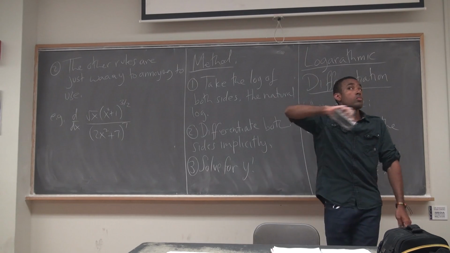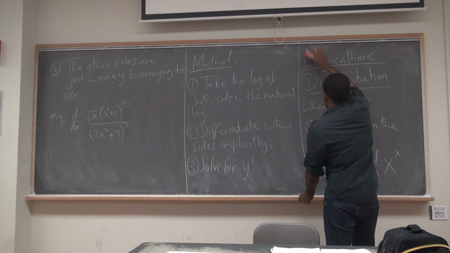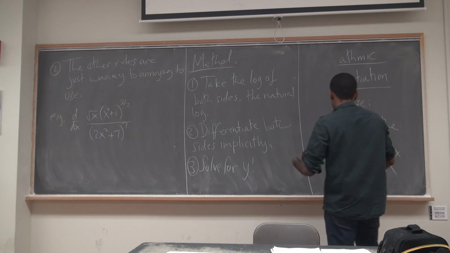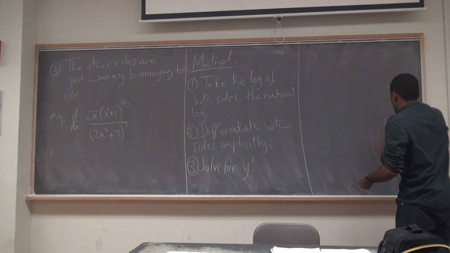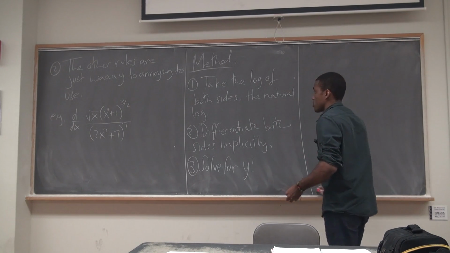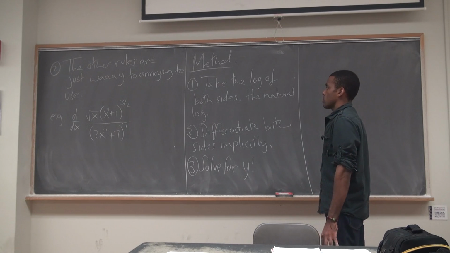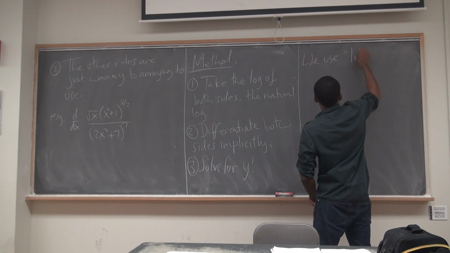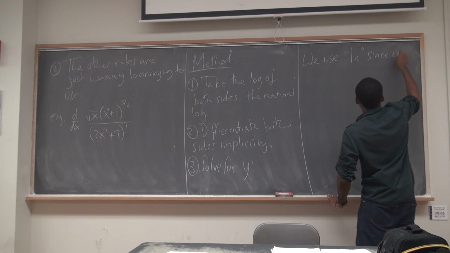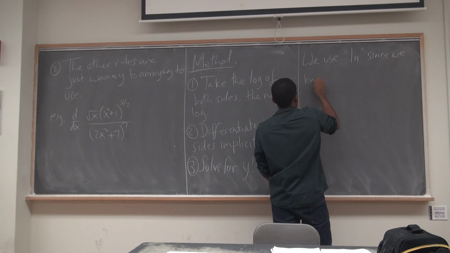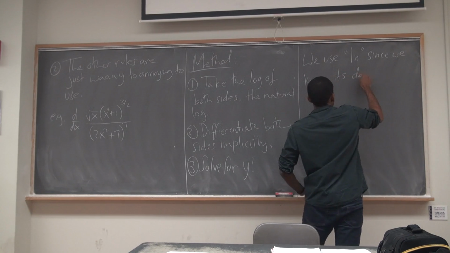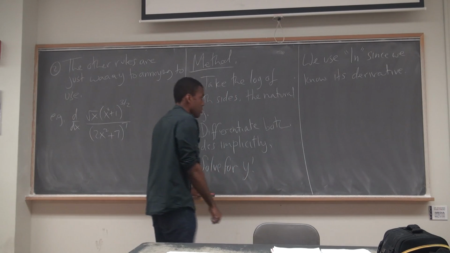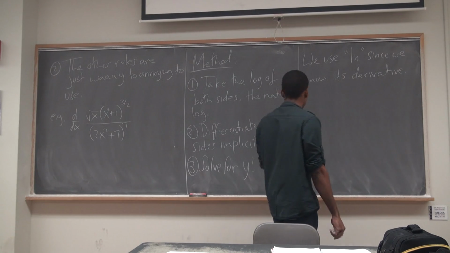What do you mean, natural log? ln. Remember, our logs can have different bases. So when we say natural log, I'm talking about log to the base e, the ln log. Use ln since we know its derivative. By the way, we proved the derivative of ln using implicit differentiation, actually.